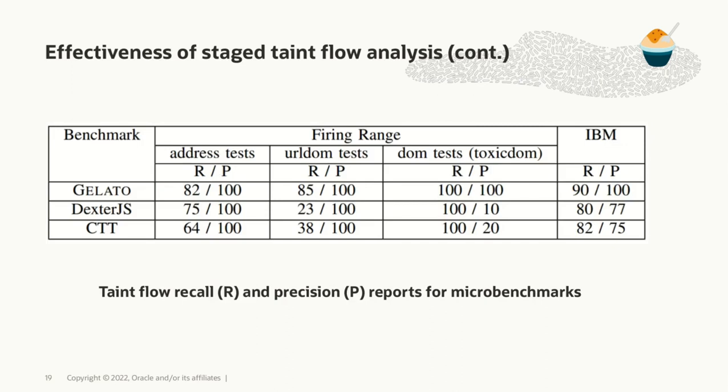To understand whether Gelato has high precision, because we are using taint inference instead of taint tracking, we compared it on two micro benchmarks, Firing Range from Google and the IBM benchmark. As you can see, compared to the other tools, Gelato has better precision and recall, which shows the effectiveness of our tool.